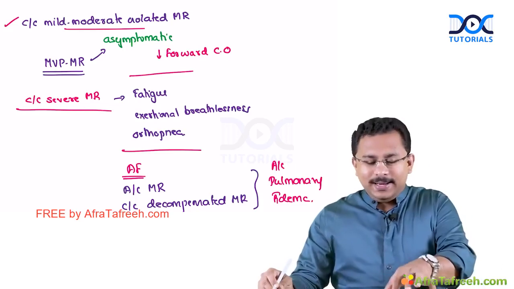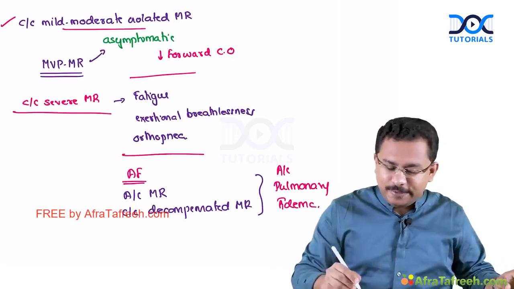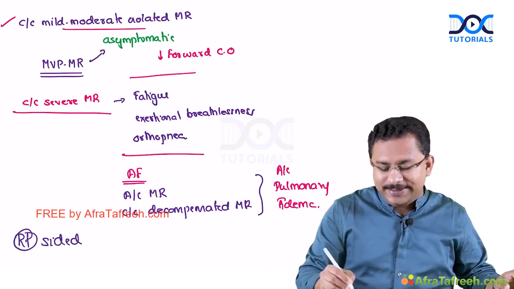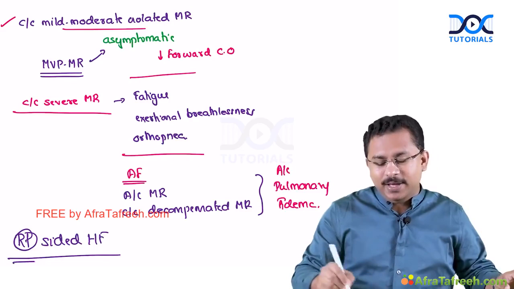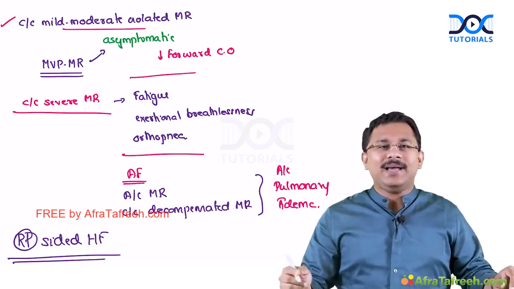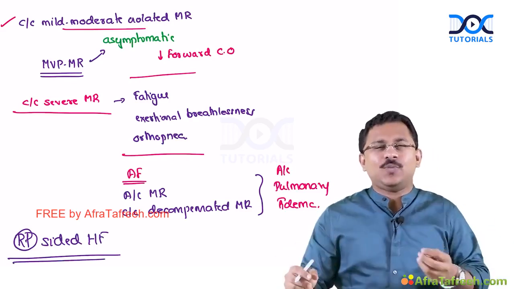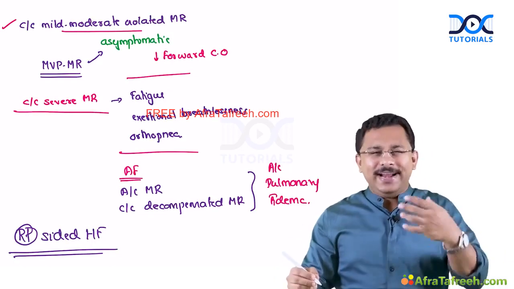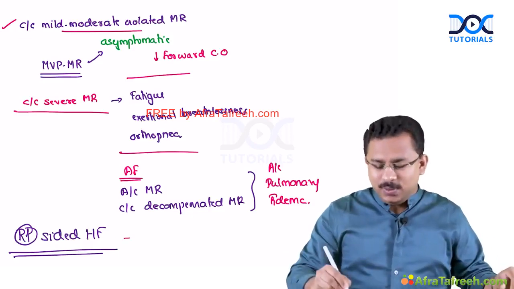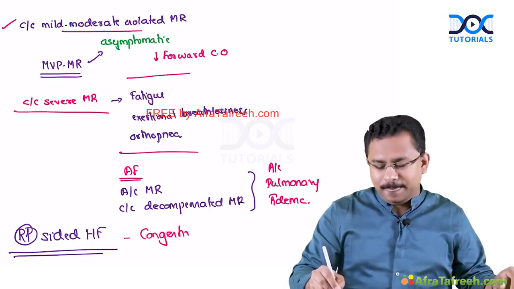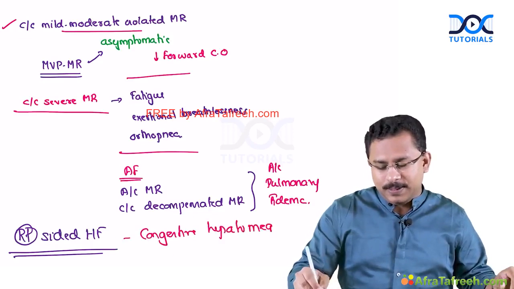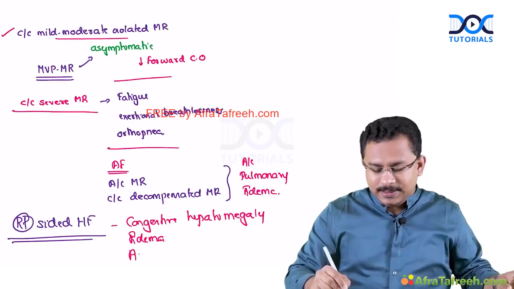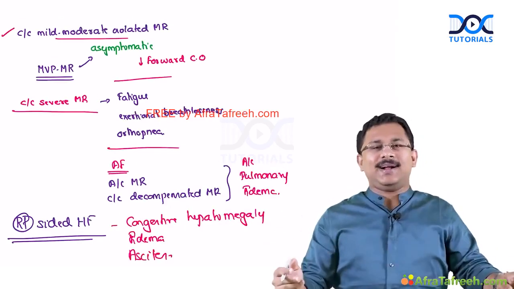The patient can also develop features of right-sided heart failure. Predominantly it's left-sided heart failure, but as the disease progresses you can also develop features of right-sided heart failure. So the patient can have features like congestive hepatomegaly, edema, ascites.